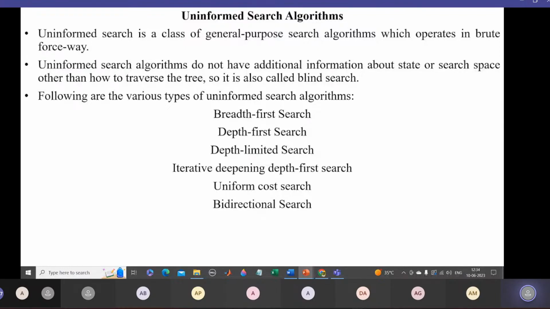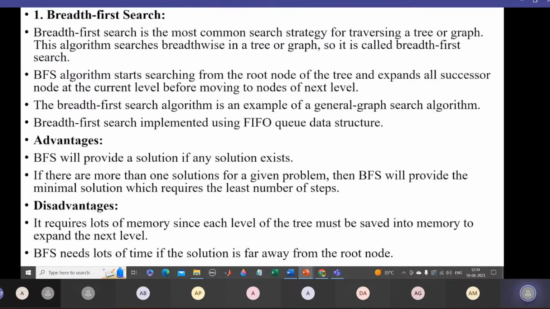So these are the various types that we will be seeing one by one. First one is BFS, the most common search for traversing a tree or a graph. It searches breadthwise in a tree or a graph, so it is called breadth first search. It starts searching from the root node and expands all the successors at the current level before moving to the next level.